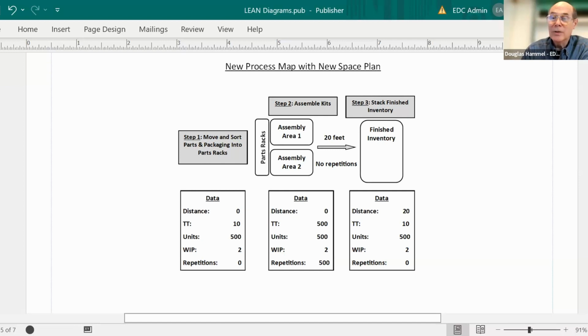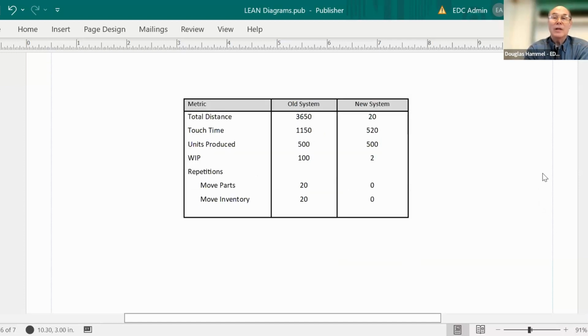So let's go to the actual metrics. If we're looking at the old system versus the new system, we have a total distance of 3,650 feet versus 20 feet. We have a touch time of 1150 versus 520. We still produced 500 units.